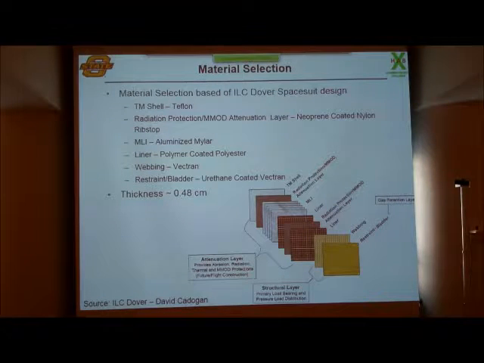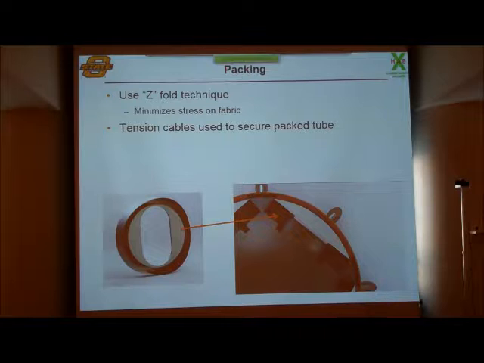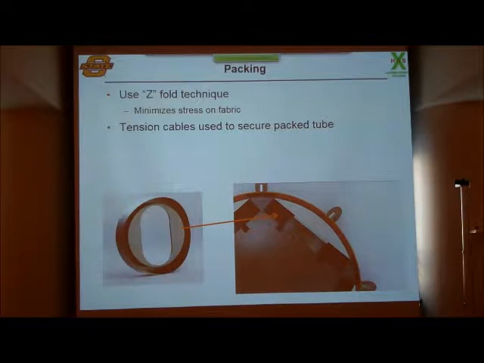And then the image at the bottom of the screen shows how the layers will be arranged in the green wings. We will use a Z-fold packing technique to reduce the stress on the fabric. And we are going to use our cables not only to assist in the deployment, but also to assist in flight to keep the green wings packed and secured to minimize friction wear.